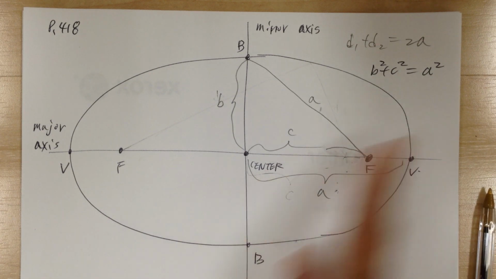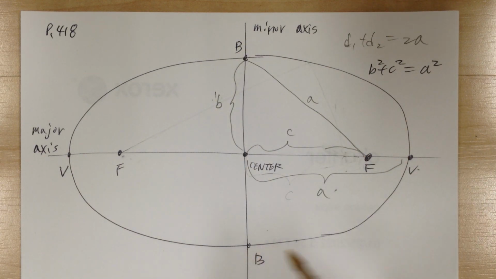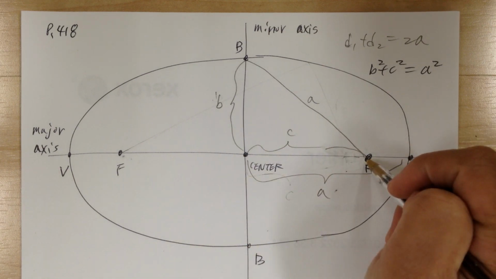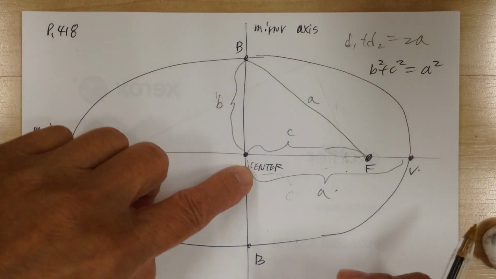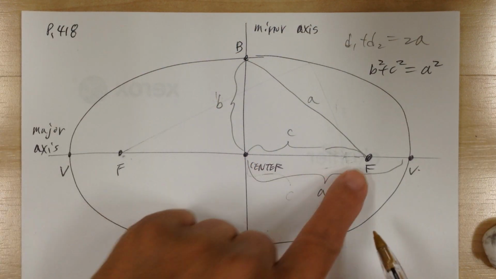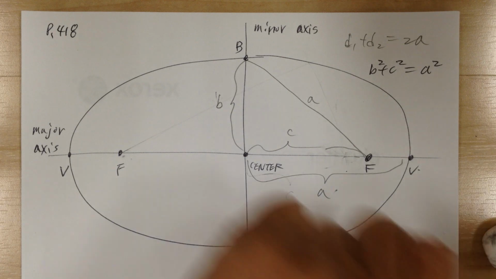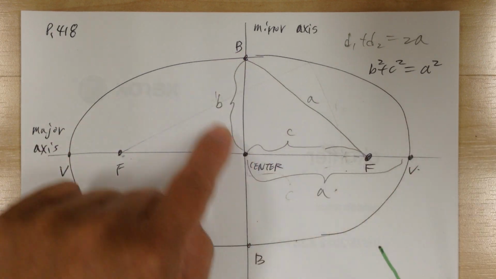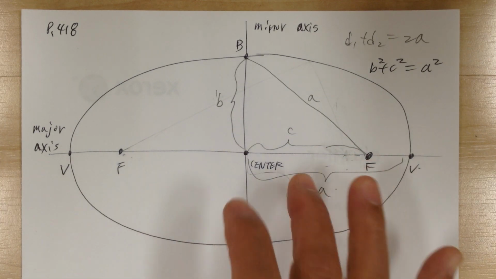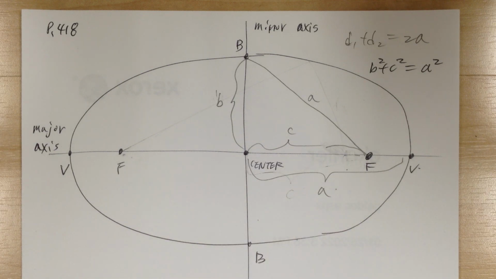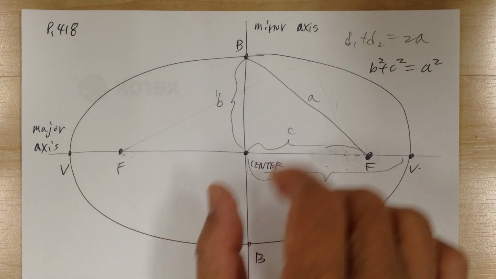Once you know all the parts: this is the V, this is the V, this is the B, this is the B, here's your center, and here's the focus. The distances are easy to remember. From center to B is B, from center to F is C, from center to V is A. When you rotate A over, it also becomes the hypotenuse of the triangle. So make sure you're familiar with the ellipse. Once you know the Pythagorean relationship for the ellipse, you can get all these parts from the equation, or get the equation from the parts.